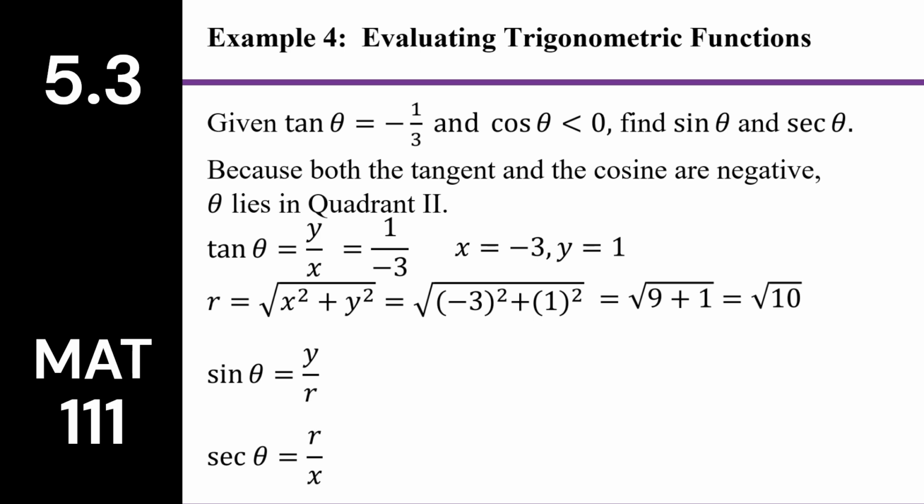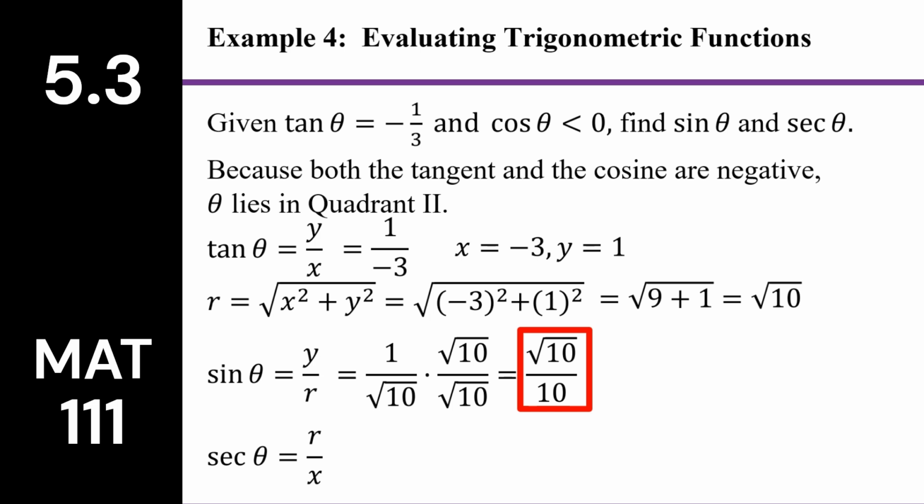We're asked to find the sine of theta and the secant of theta. So we substitute the value of 1 in for y and radical 10 in for r. We rationalize the denominator, and that simplifies to radical 10 over 10. And for the secant, we put the radical 10 over -3, and that simplifies to negative radical 10 all over 3.